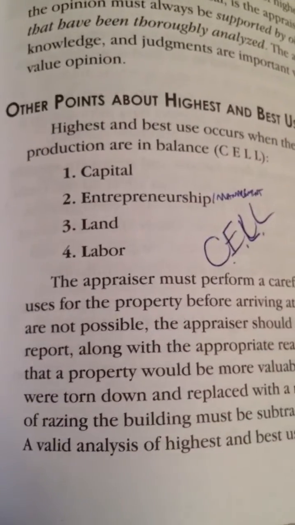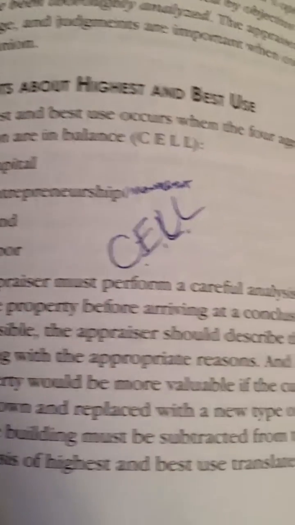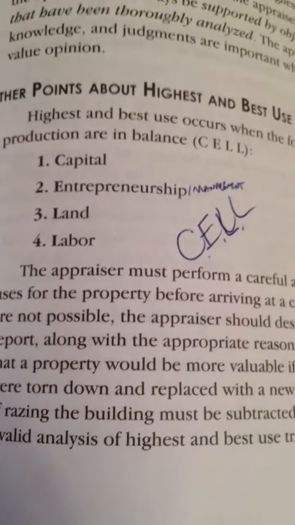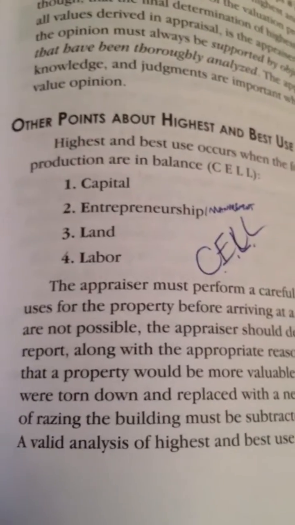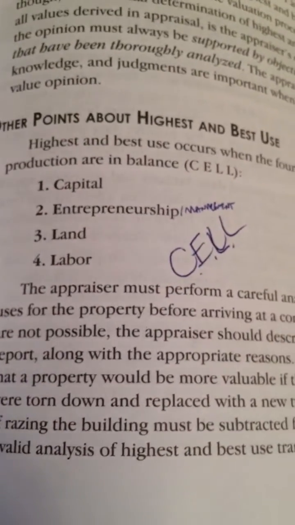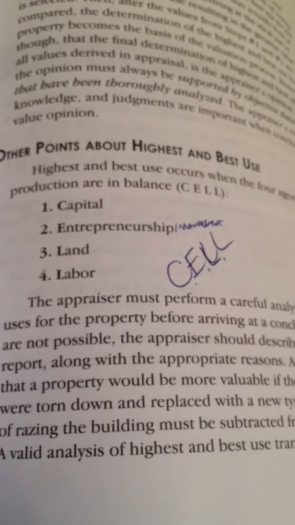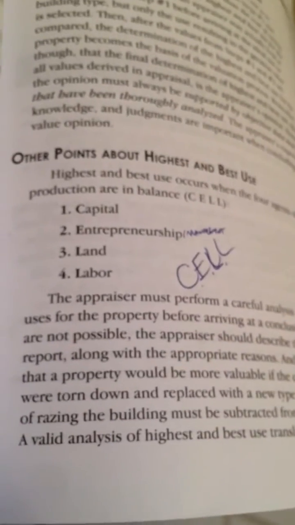The appraiser must perform a careful analysis of all alternative uses for the property before arriving at a conclusion. If certain uses are not possible, the appraiser should describe this in the appraisal report along with the appropriate reasons. And if it is determined that a property would be more valuable if the current structure were torn down and replaced with a new type of building, the cost of razing the building must be subtracted from the value figure.